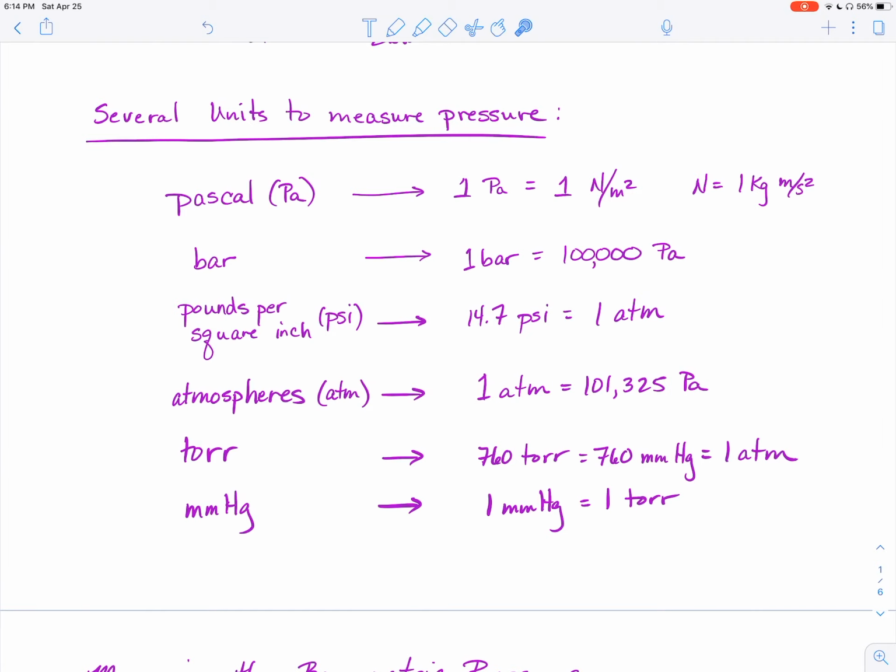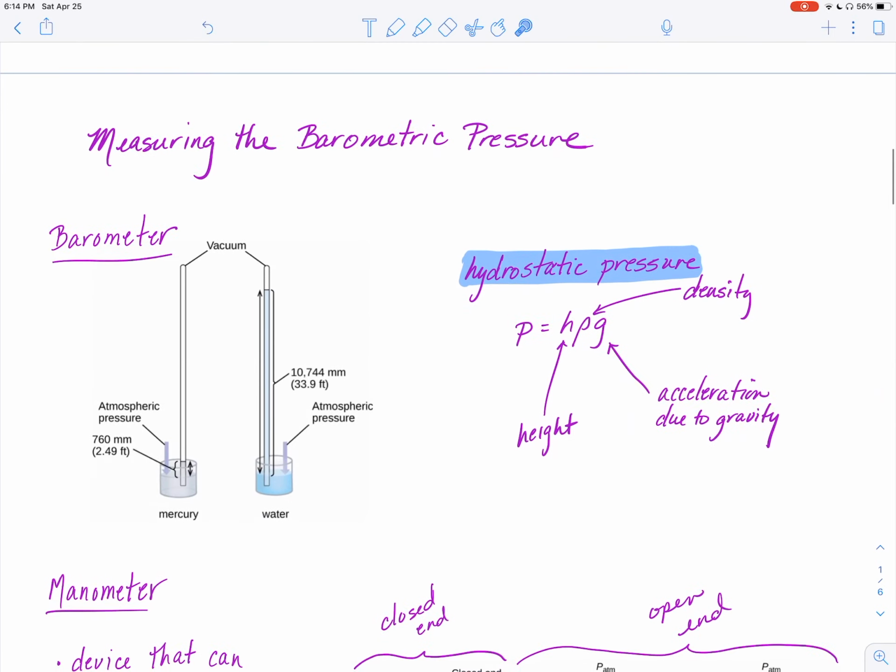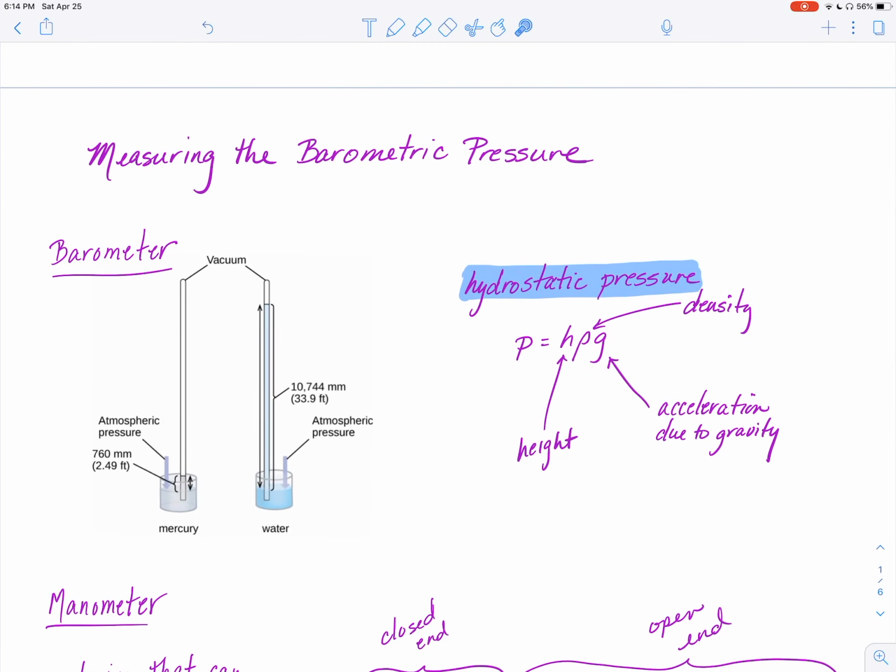There are a few other units that are highly used, especially in chemistry. One is called torr, and 760 torr is equal to 1 atm. They're also equivalent: 1 torr is equal to 1 millimeter of mercury. So what is a millimeter of mercury? Where that was first found was when we were trying to figure out a way to measure what we call in meteorology the barometric pressure.